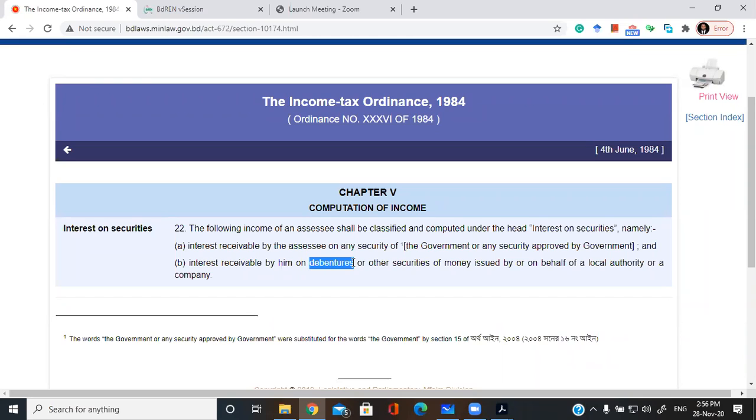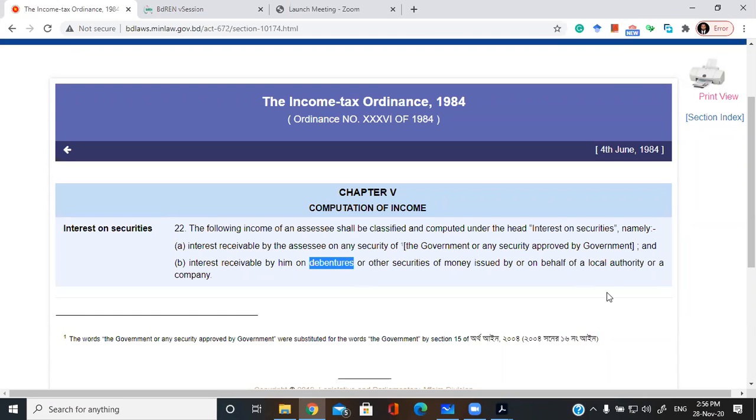Yes, sir. How is it different from a bond? Sir, a bond requires collateral and a debenture is without collateral. Okay, so which one is riskier for the buyer? Debenture, sir. Debenture, yeah. So it is riskier than the bond.